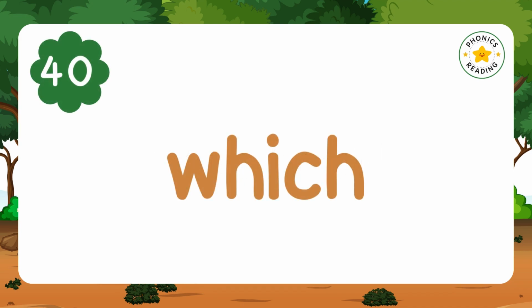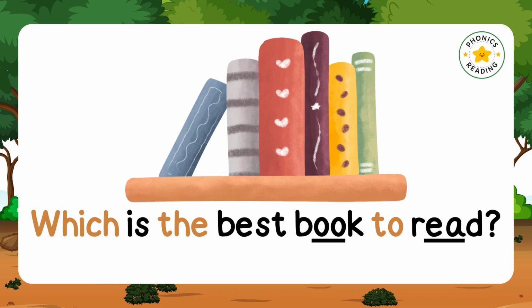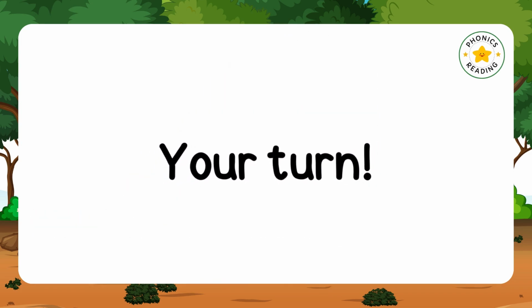Which? W-H-I-C-H. Which? Which is the best book to read? Which is a tricky word. The is a tricky word. Best. Book. Who is a digraph. Two tricky words. Read. Ea is a digraph, an alternate spelling of the digraph. The sentences can be used as dictation sentences. Children can practice writing them to master the tricky words. Now it's your turn. Give me a sentence with which.